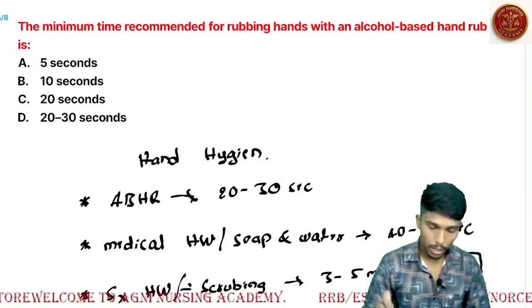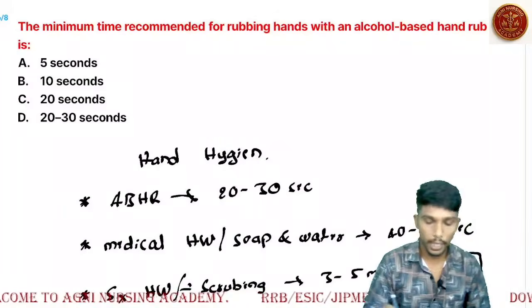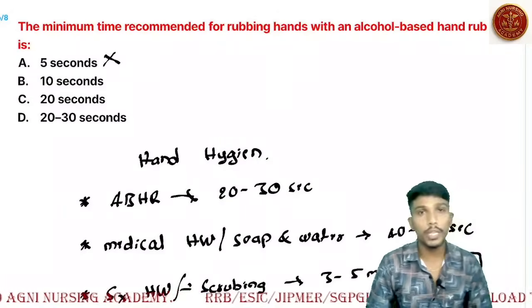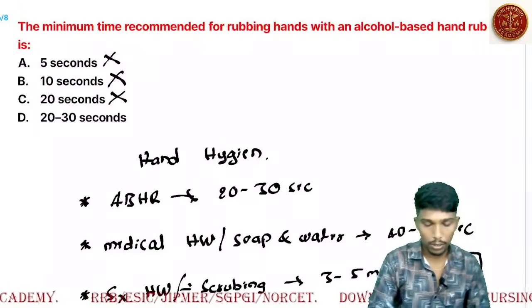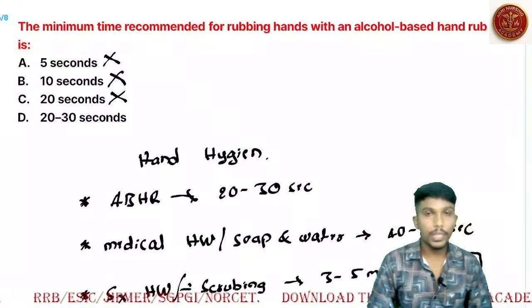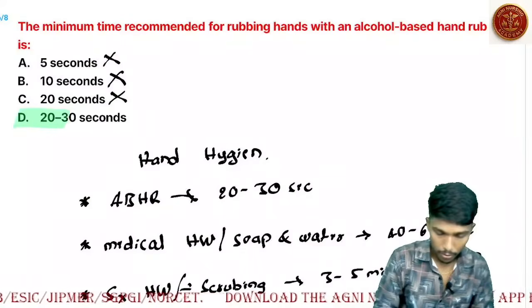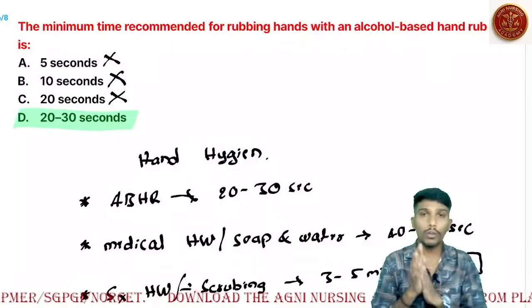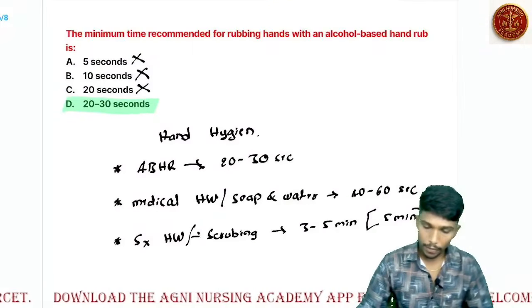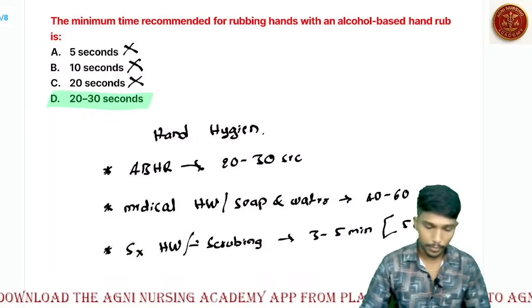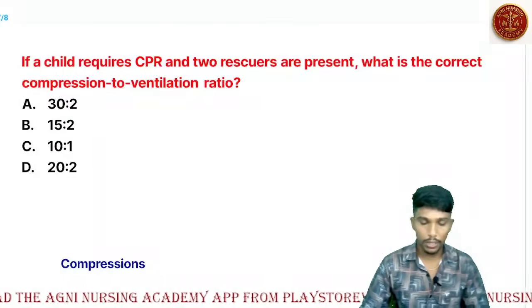Then coming to the options, option A 5 seconds, this is wrong. Option B 10 seconds, no. Option C 20 seconds, this is also wrong. And option D is the correct answer of this question. We have to do hand rub for 20 to 30 seconds for the effectiveness of the solution or effective hand hygiene. Then move on to the next question.